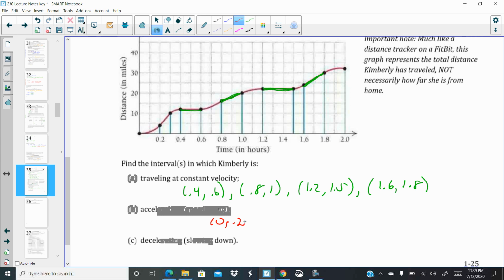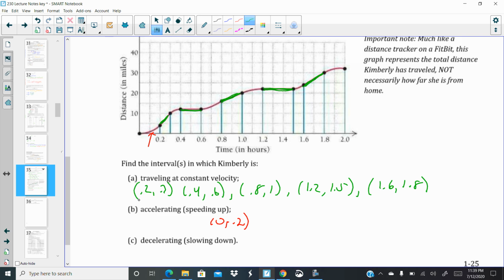Oops, 0 to 0.2, that's bending upwards. Okay, it looks like from 0.2 to 0.3, I don't know if that was a linear piece or not. As a matter of fact, I think maybe it is. Let's go back and add this as a linear piece. So we'll say 0.2 to 0.3 is another one where it was constant.